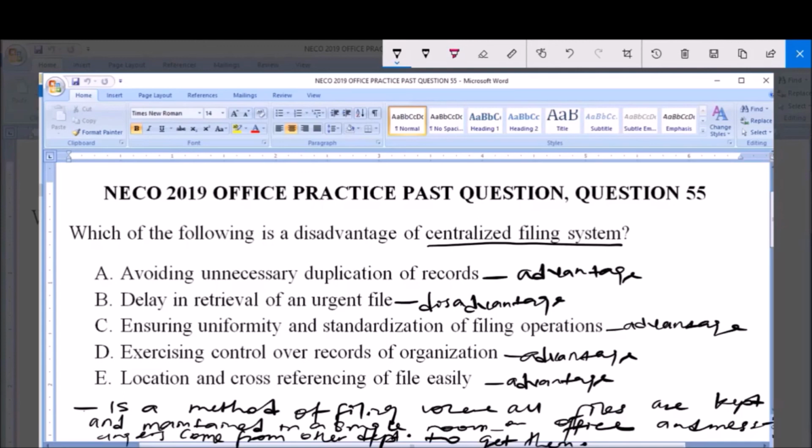So therefore, the answer to this question is option B, which is the disadvantage of centralized filing system, because there is a delay in retrieval of urgent file. So option B is the answer to this question.